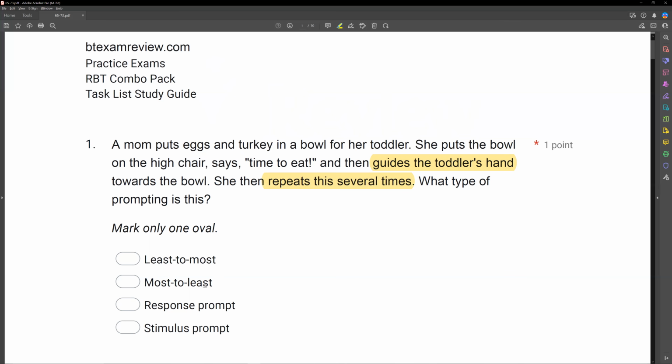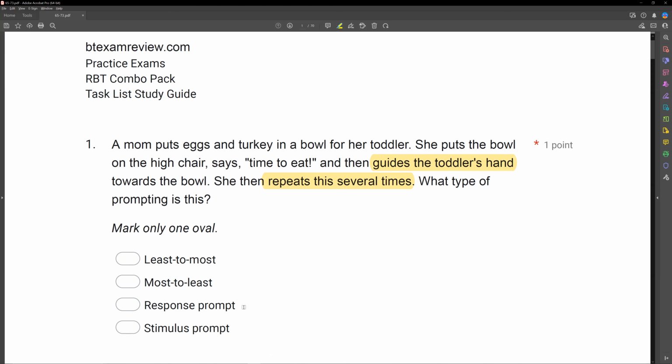So if you look at A and B, we have least to most and most to least. And without more information, we can't really decide if she's doing a least to most or a most to least because she's not changing the type of prompting she's using. She may have already used all the other prompts and went least to most. Maybe she's just starting to prompt and going most to least. That's why you need to read the questions carefully because the information matters. She's repeating it several times. She's not changing the prompt. We don't know if it's least to most or most to least.